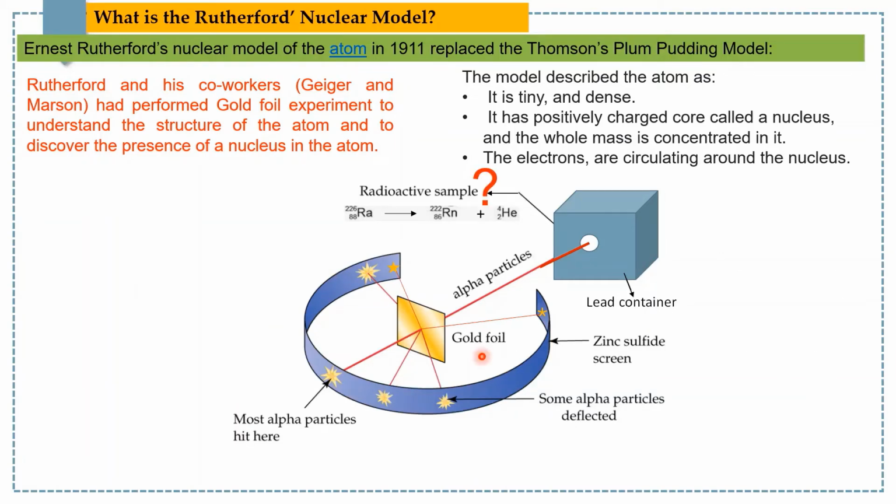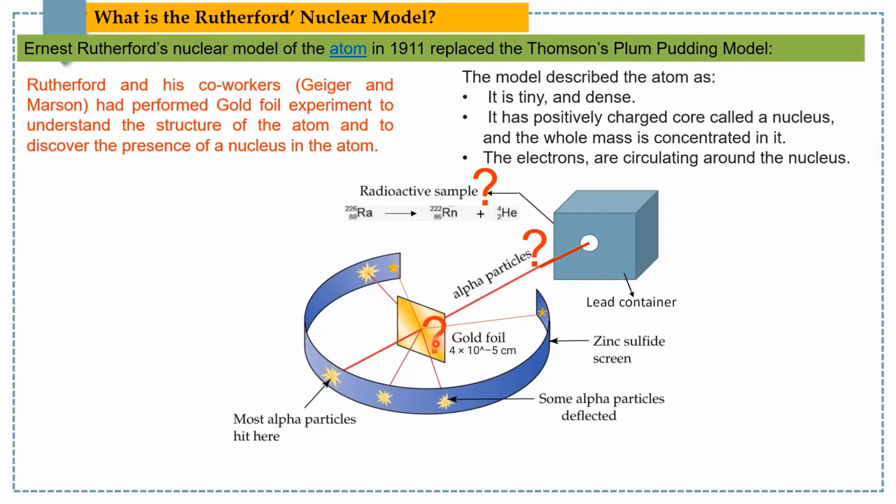Now here are a few questions. First, why did they select a radioactive element? The answer is because they needed a source that emits alpha particles. Next, why did they choose alpha particles? The answer is because alpha particles are high energy and heavy mass particles. Next, why did they select gold foil?